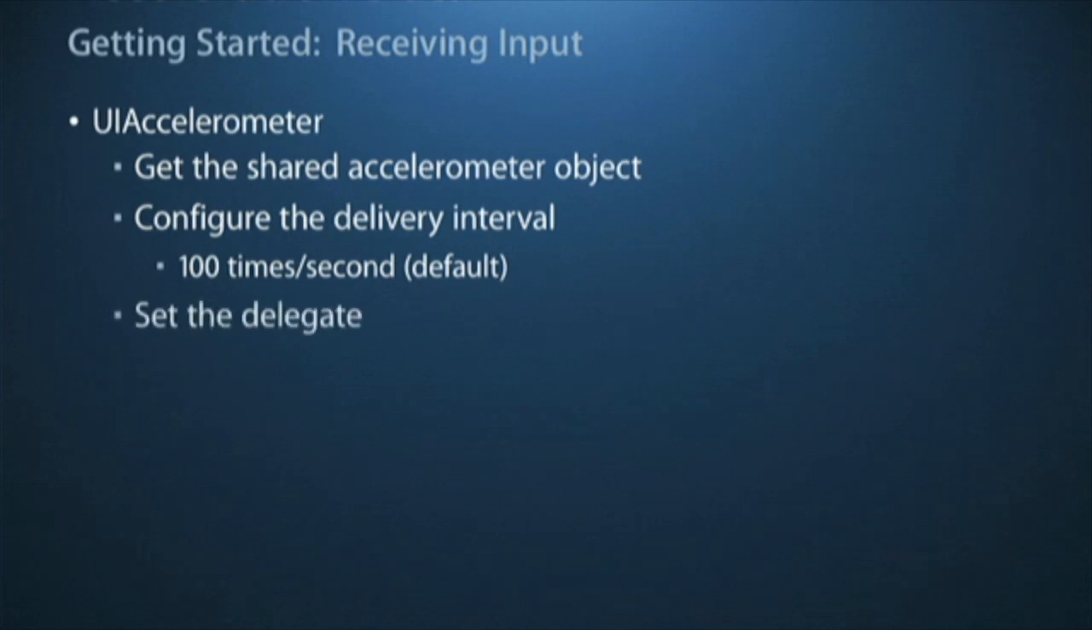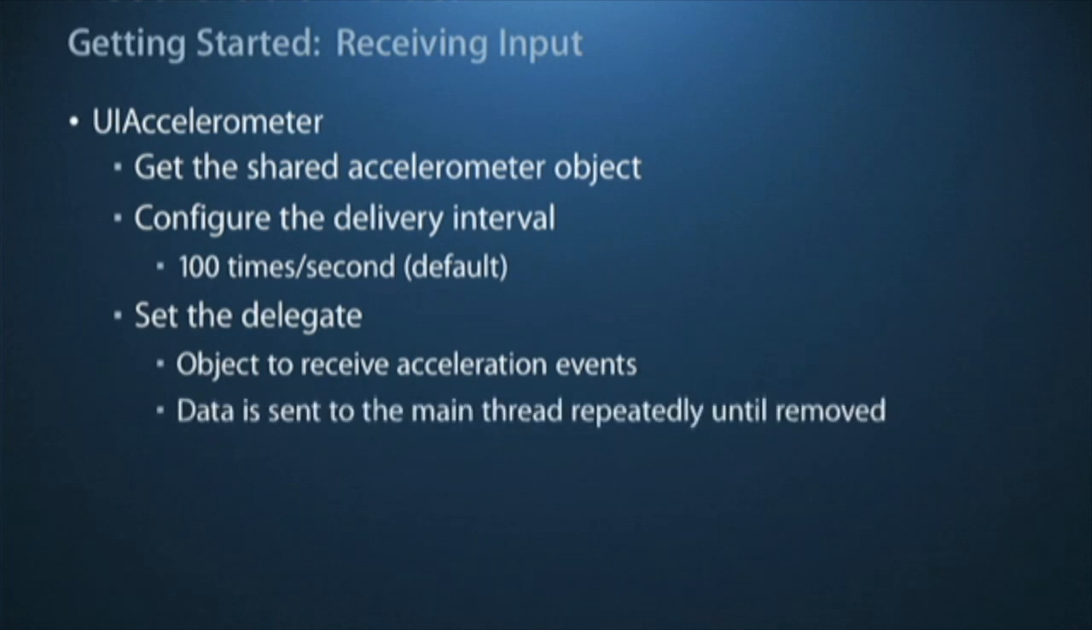Lastly, set the object that you would like to receive acceleration events in the shared accelerometer's delegate. Data is sent to the main thread continuously until you remove this delegate. That's pretty much it. It's very simple. So that covers UI accelerometer. Now let's move on to UI acceleration.